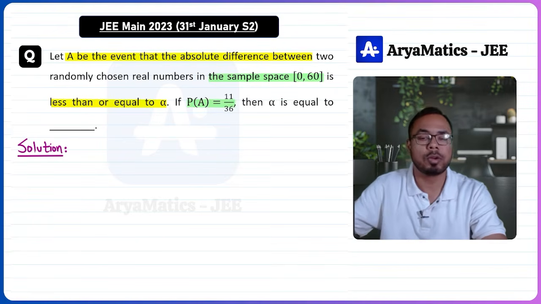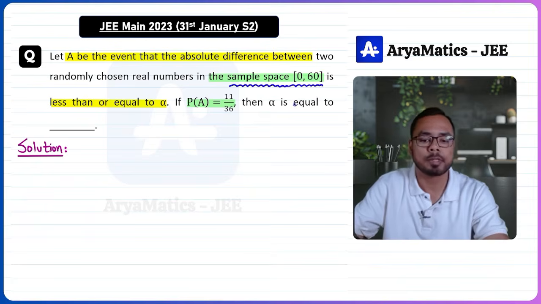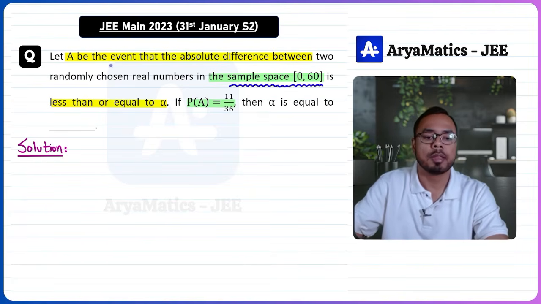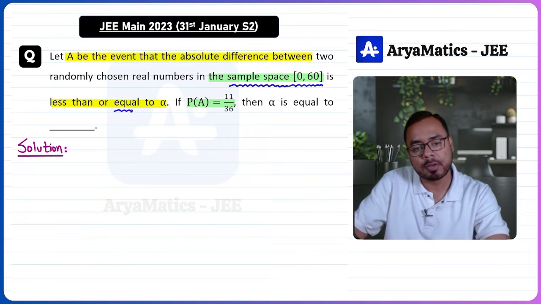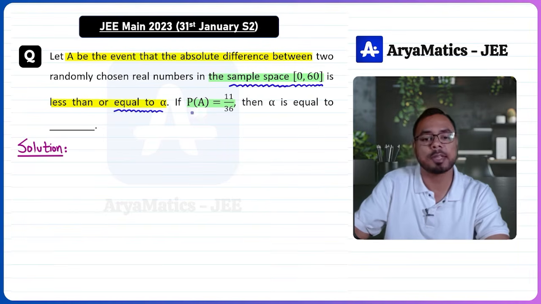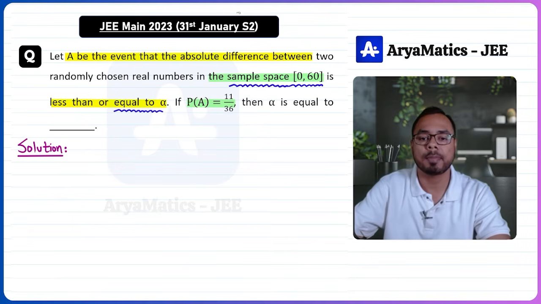Now, this is a problem on 2D probability, right? Here, if you see the sample space, we have to select two numbers in this set 0 to 60. And you can take any two numbers from 0 to 60. It is not necessary that those numbers should be integers, right? So we need to pick two numbers from 0 to 60. The difference between those two numbers is less than or equal to alpha. The probability of this thing is given, probability is 11 by 36. Then what is the value of alpha?